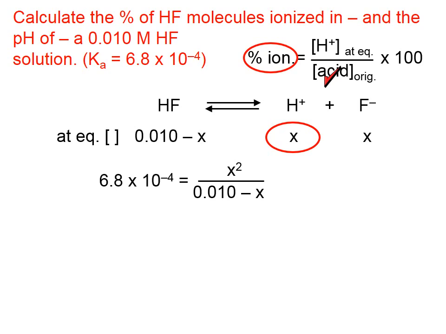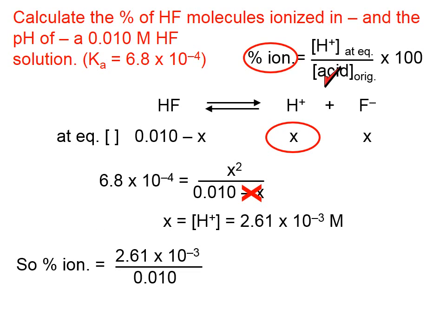There's our Ka. Ka is the same no matter what the concentration of this acid is. The shortcut says that we can simplify the denominator. We're going to solve that for x. Calculate the percent ionization, which turns out to be 26%. The last slide, we had a solution that was 10 times more concentrated, and its percent ionization was only about 8%. So you can see that the more dilute a solution gets, the higher the percent ionization.